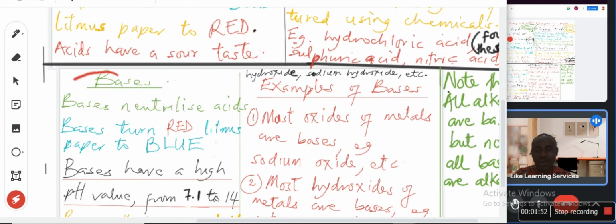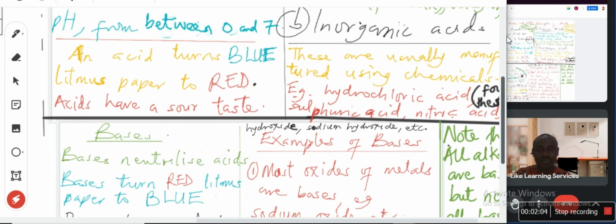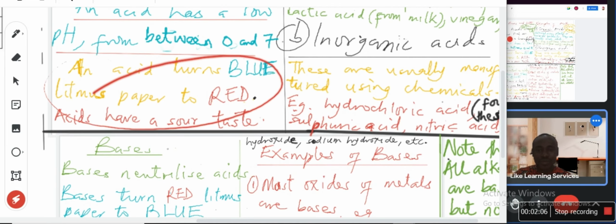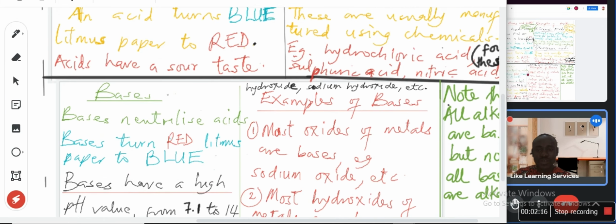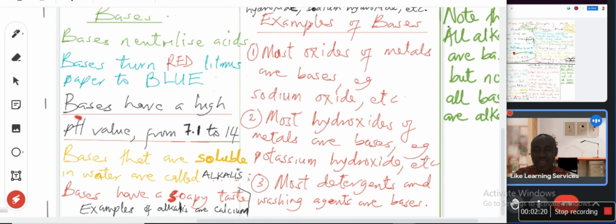Now, bases are the chemical opposite of acids. In fact, bases turn red litmus paper to blue, while acids turn blue litmus paper to red. Bases are the opposite. They turn red to blue, exactly the opposite of acids that turn blue to red. Bases have a high pH from 7.1 to 14. I hope you're seeing what I'm circling.